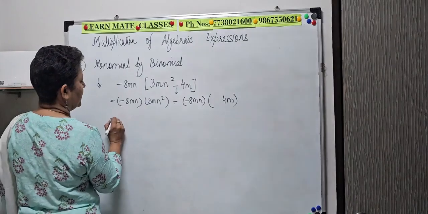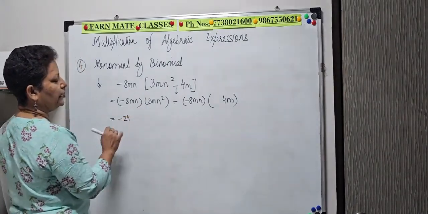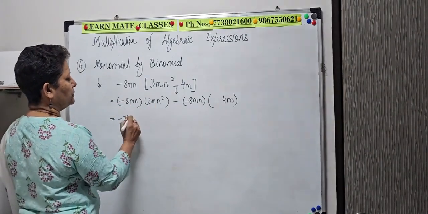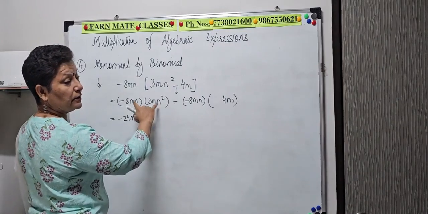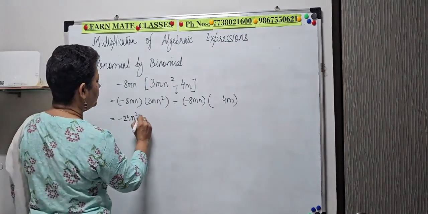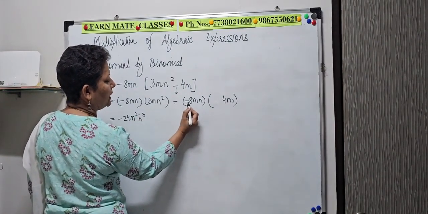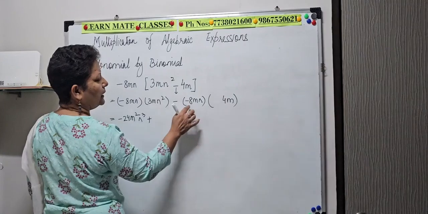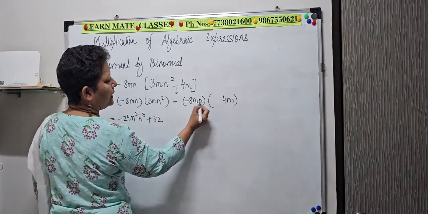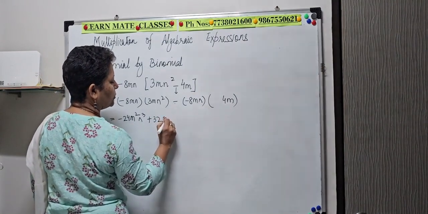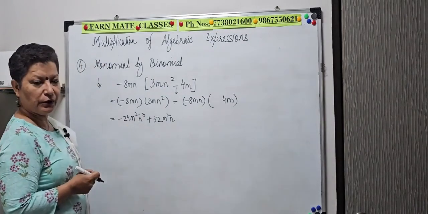So now when you multiply coefficient into coefficient, that gives you minus 24. Look at the m's. You've got one m here, another m here, so that becomes m squared. You've got one n and two n's, so 1 and 2 together give you n cube. Now look at your signs here. Minus into a minus, that's going to give you a plus. 8 into 4, that's going to give you a 32. M, one here, another one here, so m squared, and you have a single n, which is this. So that's going to be your answer.